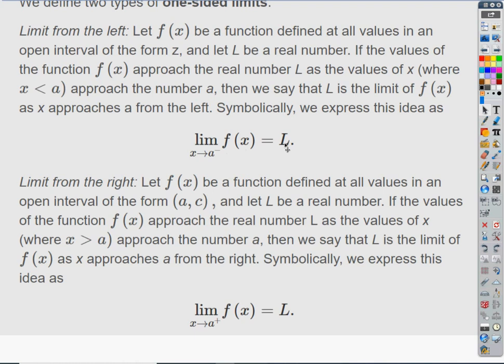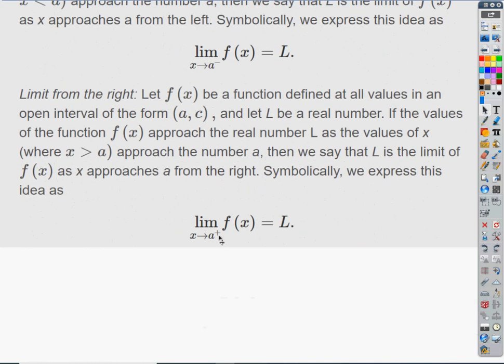From the right, the only thing we have to do is change the direction where the ant is coming from. This is how we would define a limit from the right. The limit of f of x as x approaches a from the right, which we indicate as a plus, from the direction of positive infinity, is equal to L.